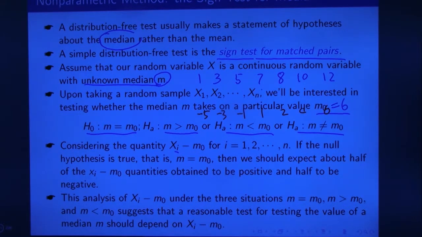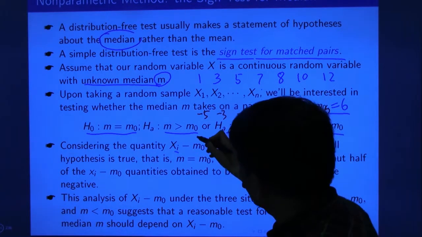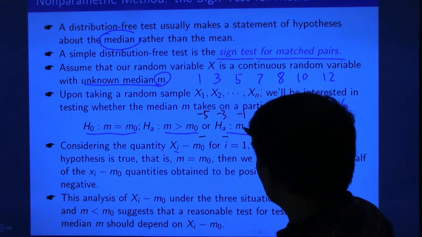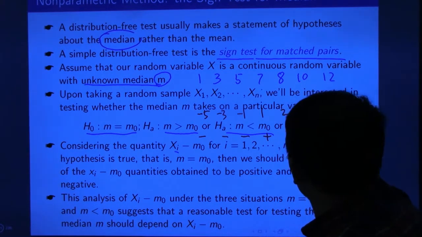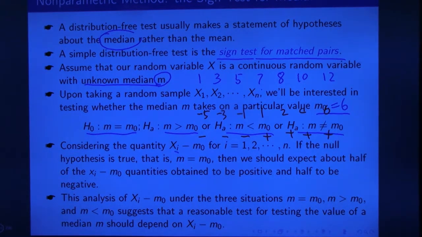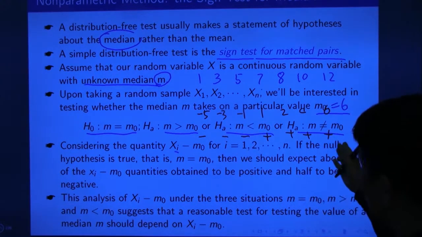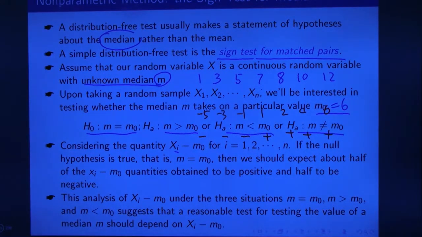Then, because this is the sign test, we only care about the sign, not the absolute value. So this is a negative sign, this is a negative sign, this is a negative sign, this is a positive sign, positive sign, positive sign, positive sign. And we are going to make our conclusion based on the number of positive signs and negative signs.